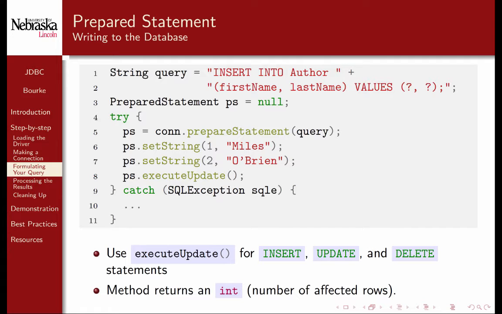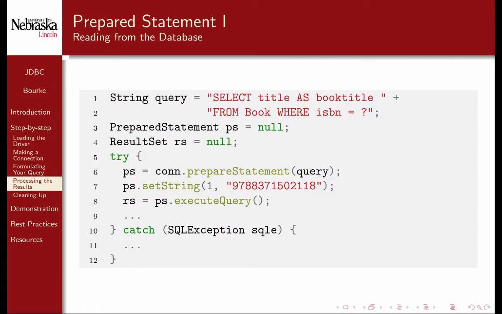We execute this query by invoking the executeUpdate method. This method is used for all writes to the database, including insert, update, and delete queries. The method returns an integer which represents the number of rows that have been affected by the query. Select statements are handled a little differently.